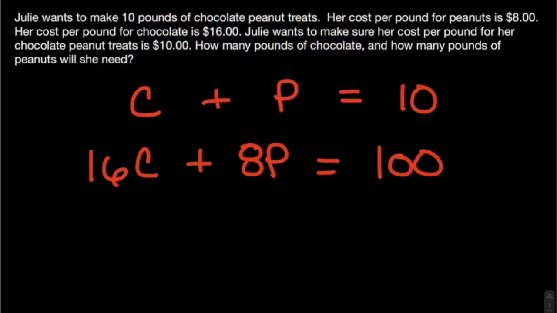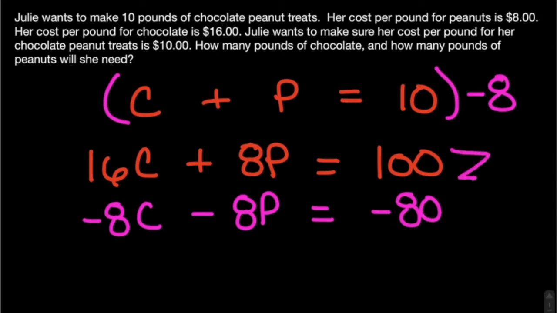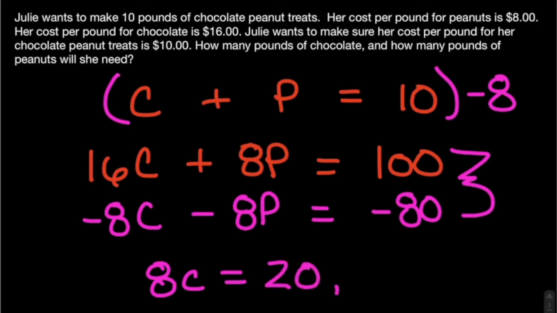I typically like solving systems through elimination. I will notice that if I multiply the top equation by -8, I can get my p's to cancel. So, -8 times c is -8c, -8 times p is -8p, and -8 times 10 is -80. Now I have a new system. I'll simply add these together, and I'll get that 8c is equal to 20. So c is equal to 20 over 8, or 5/2.